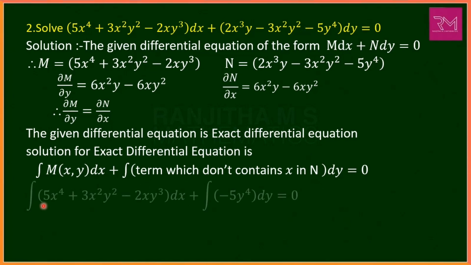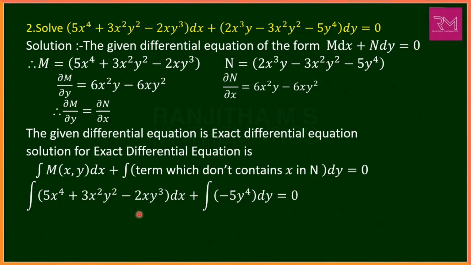Substituting these values here, we get integral of M value, which is 5x power 4 plus 3x square y square minus 2xy cube into dx, plus integral of terms which do not contain x in N. Here we have the N term. Terms which do not contain x means here we have an x term, so neglect this value. Here also we have an x term, so neglect this value. The remaining is minus 5y power 4. We have to consider the negative values also. N is minus 5y power 4, which is equal to 0.